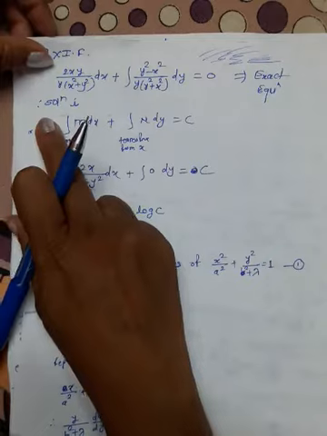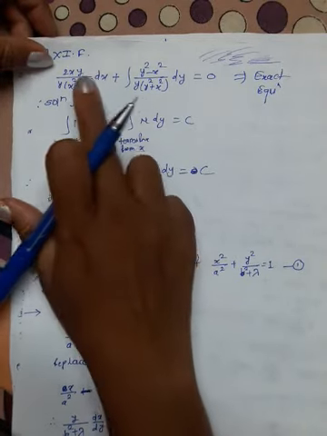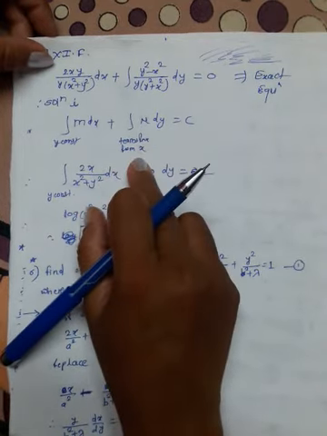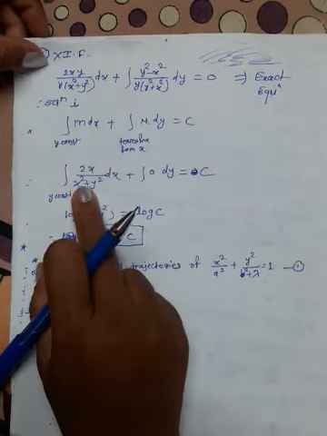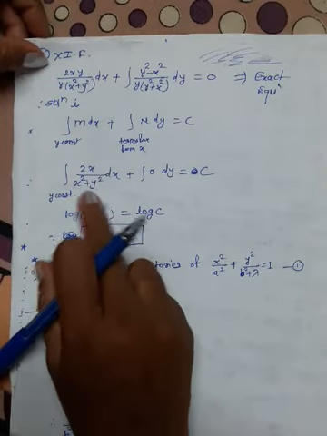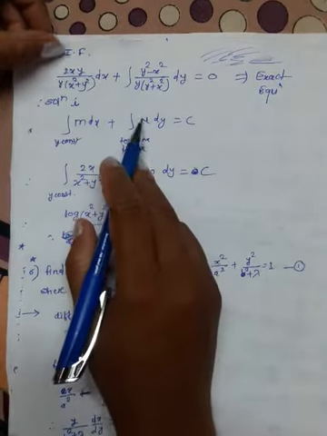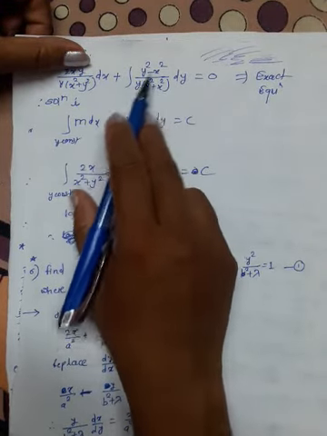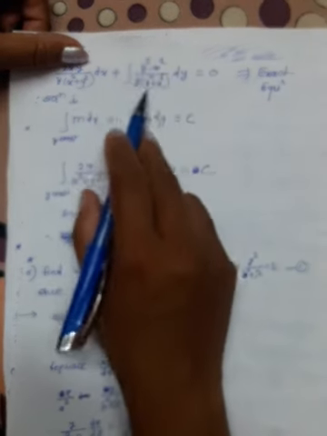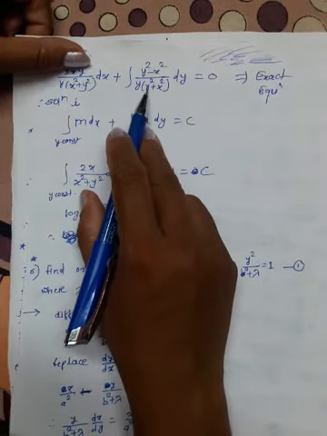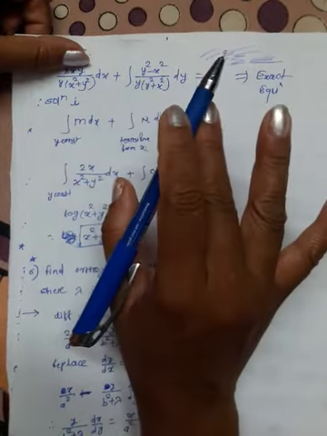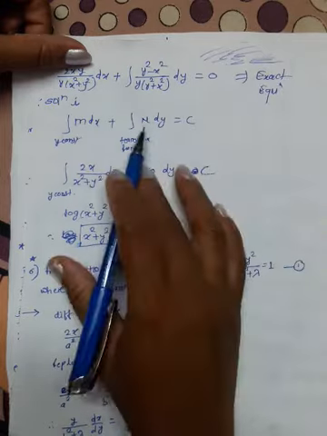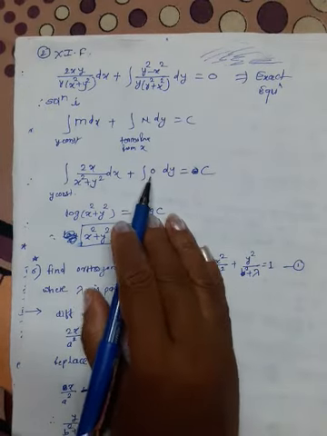So the solution becomes integration of M dx, with M and N being the new M and N, y constant, plus integration of N dy, that is terms free from x. Put this value M here as it is. Y gets cancelled, we get 2x upon x square plus y square dx plus N terms which are free from x. There are no such terms, because the denominator contains x square plus y square. Therefore there is no term which is free from x, so it will become 0 here.